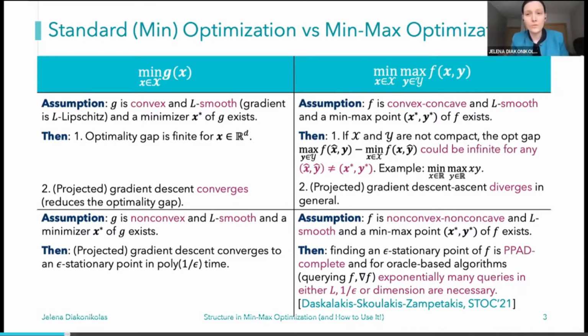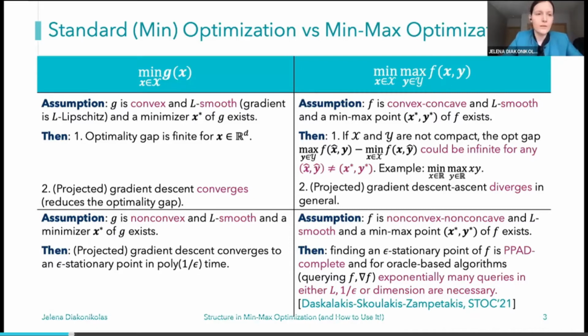And if you look at oracle-based algorithms, like first-order methods, the complexity is exponential in at least one of the parameters, at least either the Lipschitz constant or 1 over epsilon or the dimension. So very, very different things, even in these very, very basic setups.